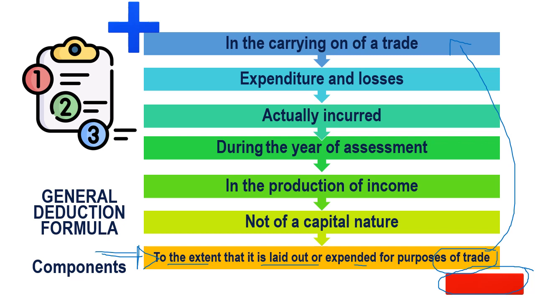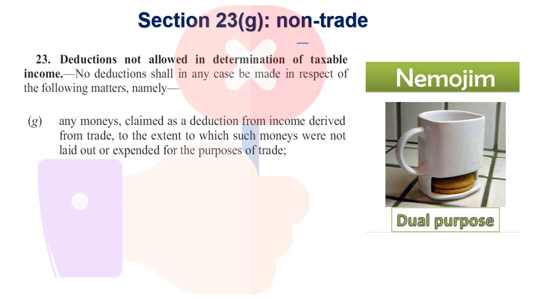But then we've got this further requirement that says, okay, now go and check if you have got an expense, to what extent does it actually relate to your trade? So if you look at the wording of Section 23G in the Act, the important part that I want you to take note of is that one that says "to the extent".